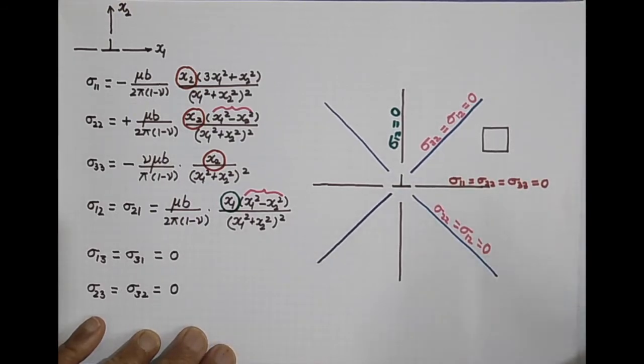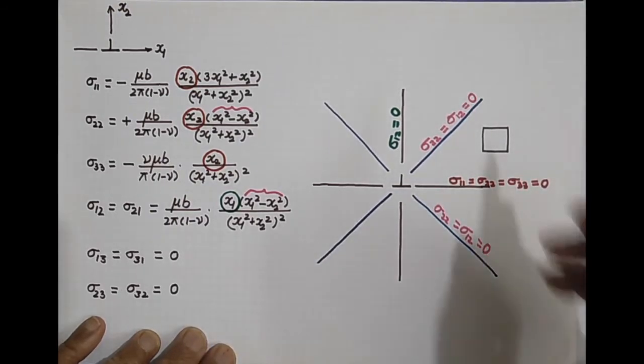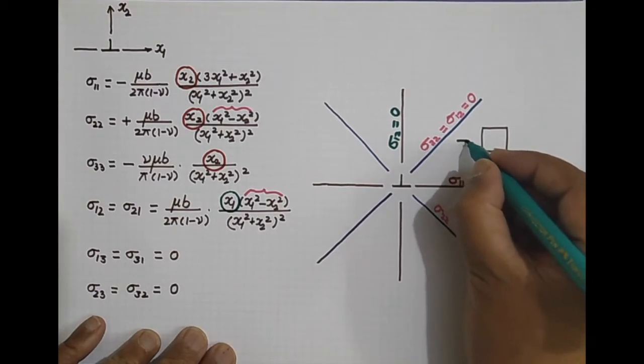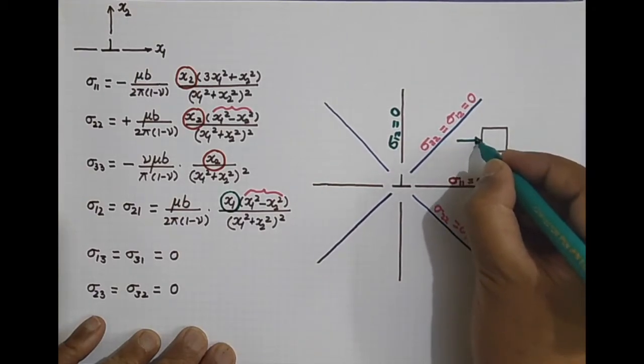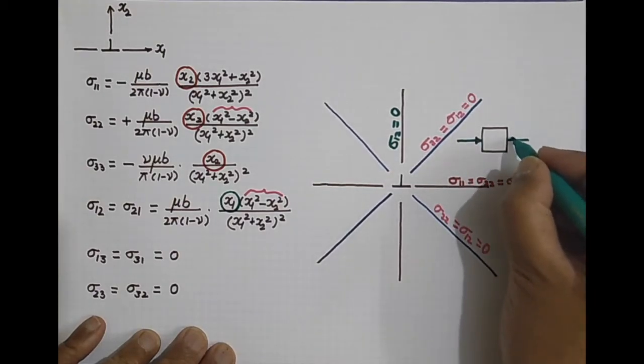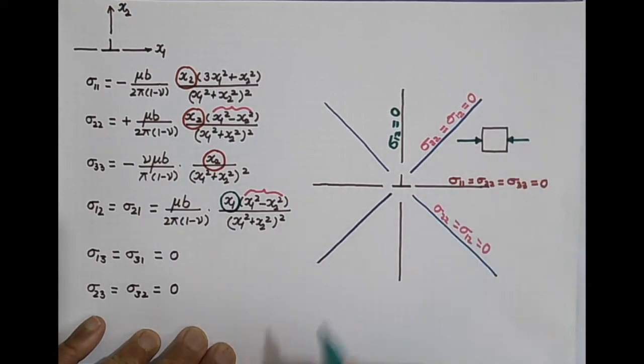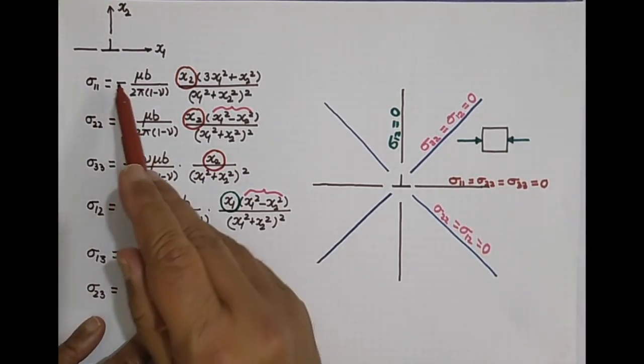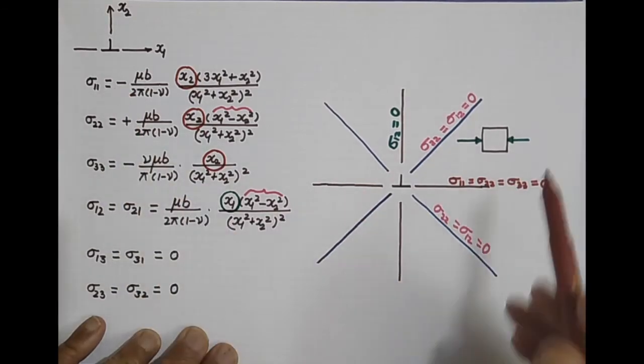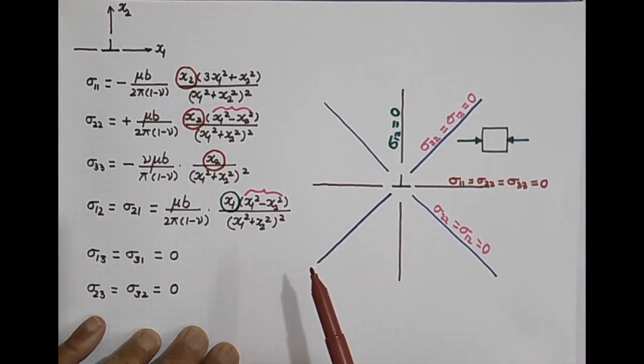So I will draw it as a compressive stress. So it can be drawn as a compressive stress here. This negative sign is what makes it compressive.